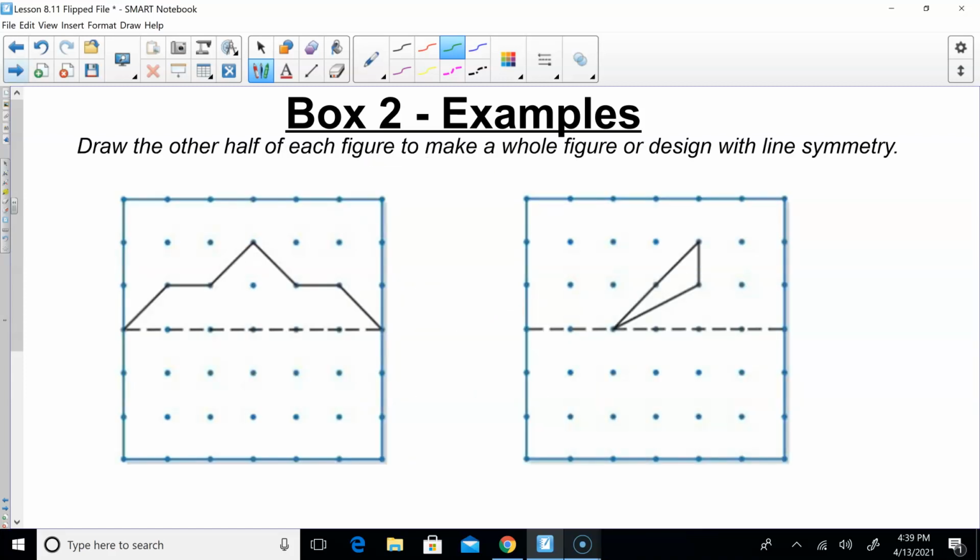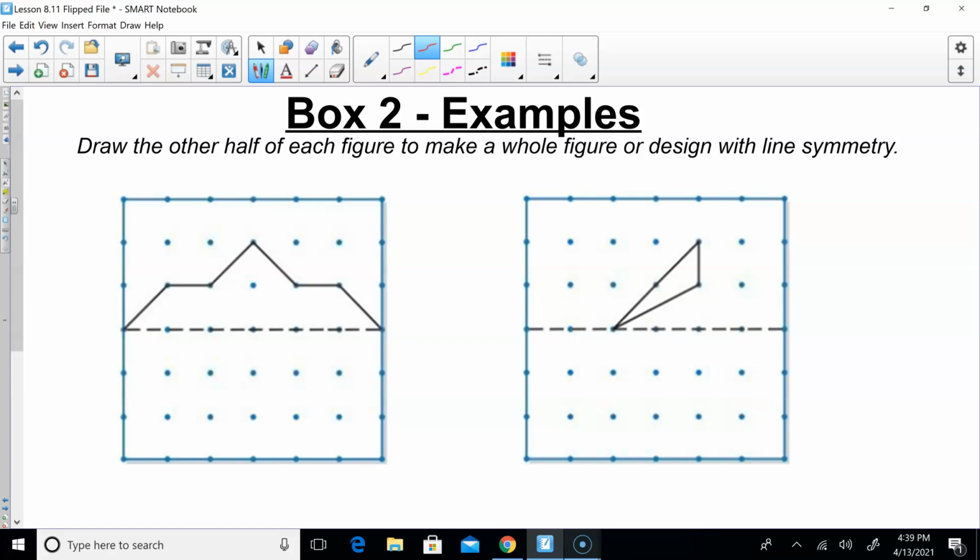And now it says draw the other half of each figure to make the whole figure or design with line symmetry. So this tells me that these can be drawn. I just got to kind of complete the drawings. So I'm going to pause the video and sketch these out and see what the other part would look like, because it's kind of like they took this shape, fold it in half, and I see half of it. Now what they want me to do is really unfold that shape to see what the whole shape would look like.